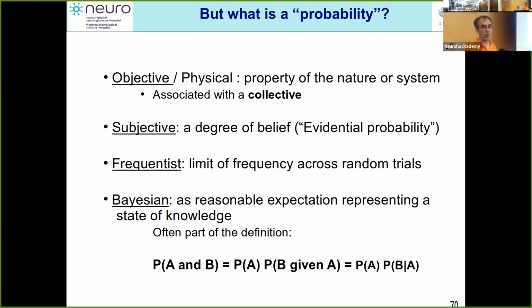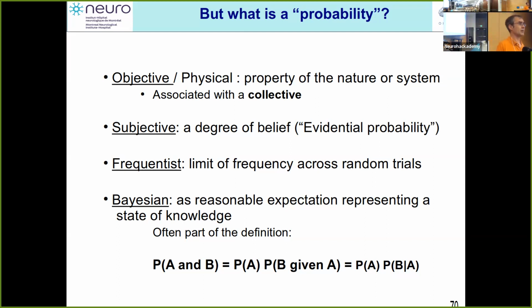And then there's a Bayesian framework that says it's a reasonable expectation representing a state of knowledge. It's actually that formula that I gave, which is a very well-known formula: probability of A and B is probability of A times probability of B knowing A, or the opposite, probability of B times probability of A knowing B. That formula is part of the definition. It's not a theorem, and most of the time it's not something that is derived. It's part of the definition of probability. So you have to think of probability as something like that, rather than assuming that because it's a probability, it's going to follow that pattern. So probabilities are confusing.